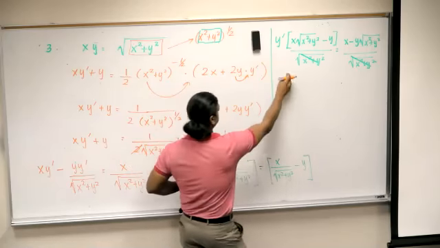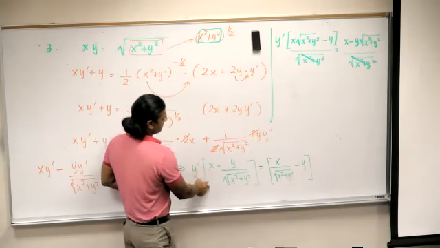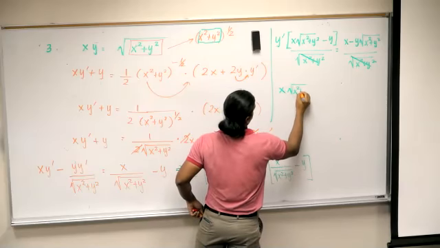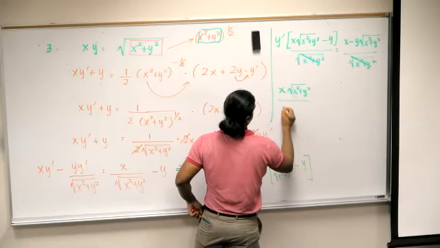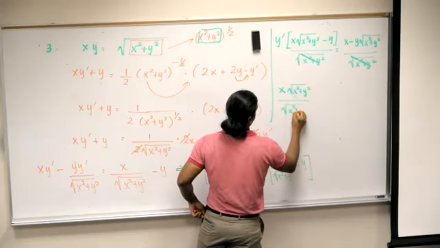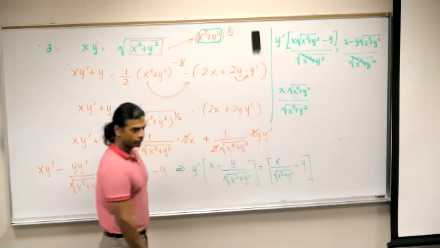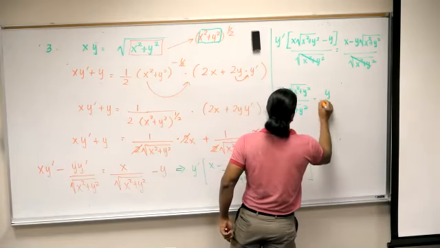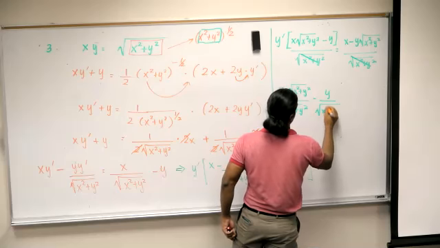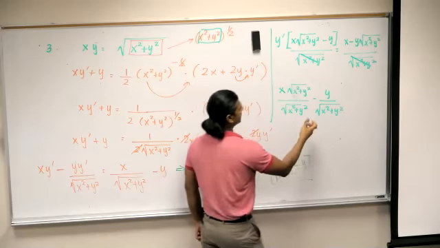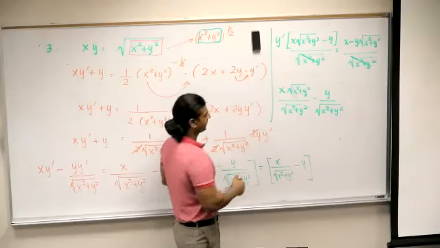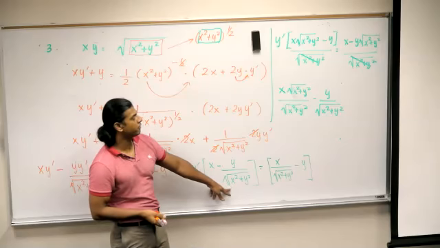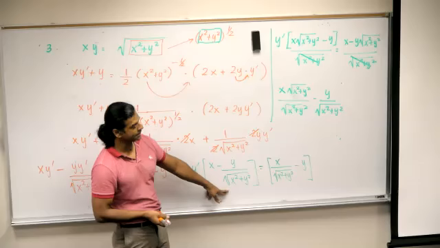I guess I'll write it for the left hand side. If I multiply and divide by square root of x squared plus y squared, I thought you just canceled that. I'm trying to explain how we got this. So on the left hand side, multiply and divide by square root of x squared plus y squared.